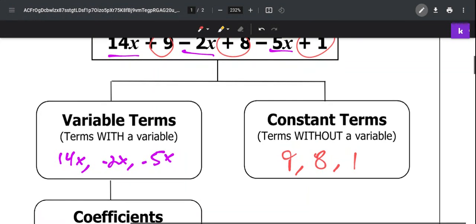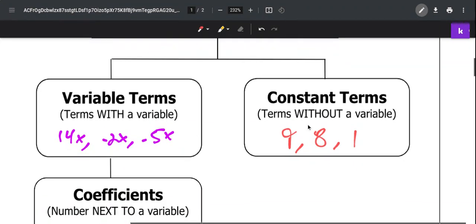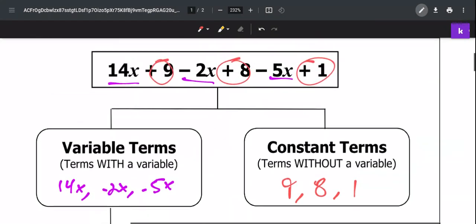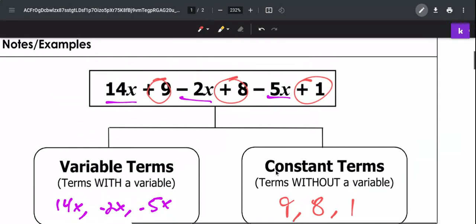Now, hopefully you'll notice we are keeping these separate. They are separate for a reason, because a constant term and a variable term are not like terms. That means we can't add a 14x with just a 9, because one is a variable term with x, and one does not have x.